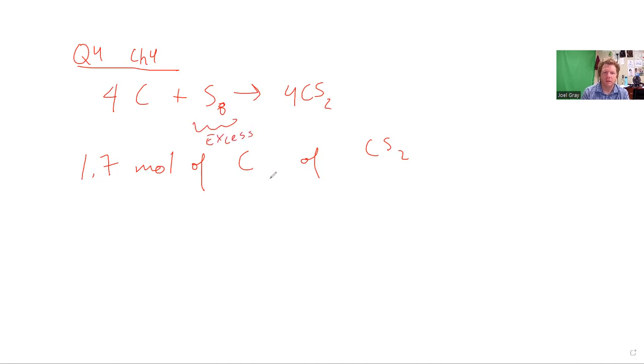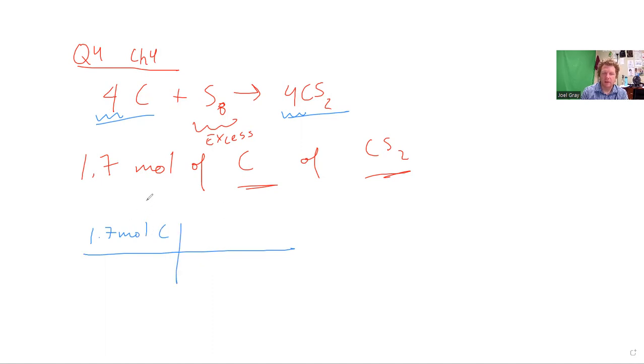So if we have 1.7 moles of carbon and blank moles of CS2, you can look at this and say, well, what's our ratio of C to CS2? Well, the coefficient in front of that carbon is 4. The coefficient in front of CS2 is 4. So that's basically, for our purposes, a 1-to-1 ratio. But if you want to do the math, you can go ahead and say 1.7 moles of carbon.